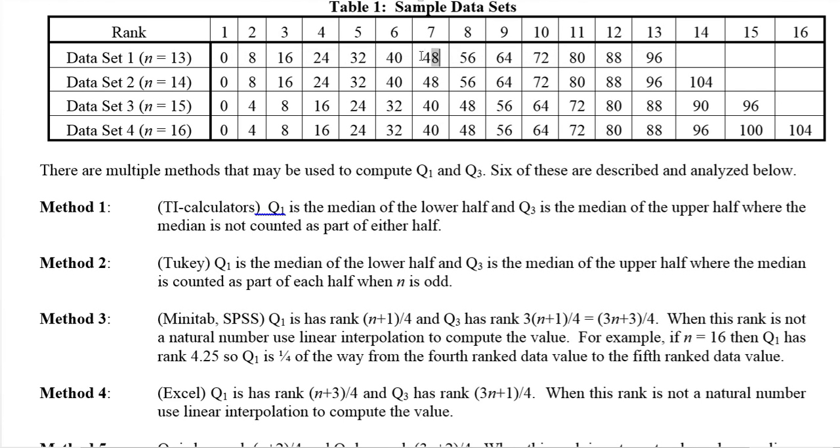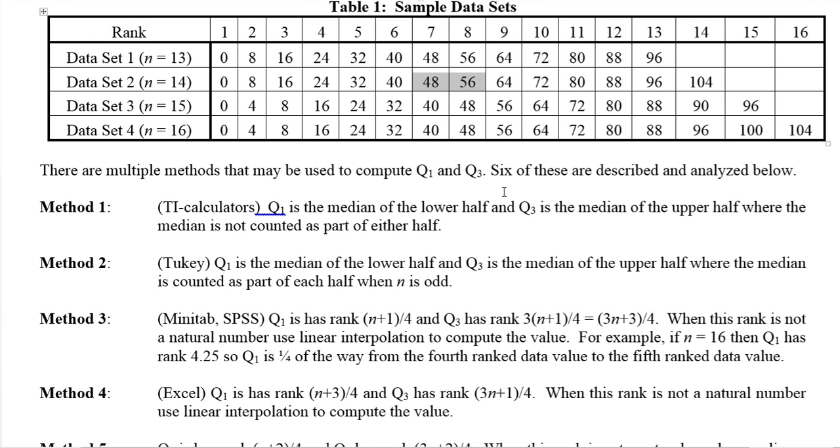We take the 7th one in the list, and that should be the 7th from either the bottom or the top. When you have an even number like 14, 14 plus 1 over 2 is 15/2, which is 7.5, which means we're between the 7th and 8th one. Where between? Exactly halfway between. So we just add those up and divide by 2.